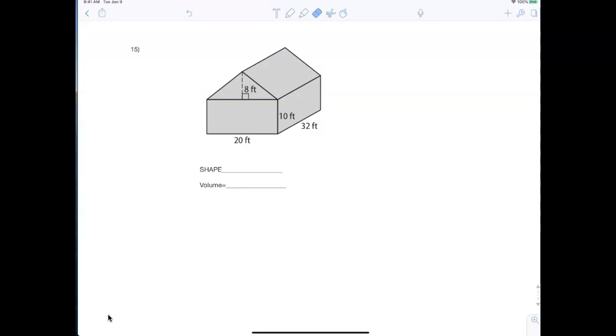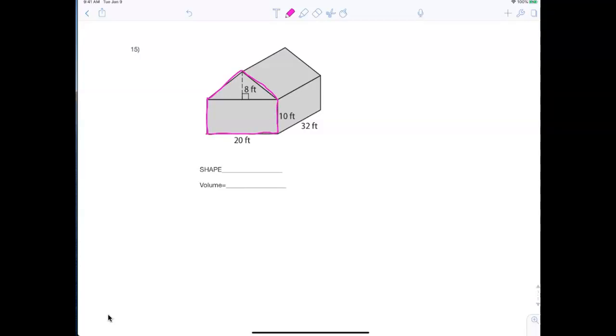So what you're supposed to do now is look at that and say that is a composite figure, and it's made up of what? It's just made up of a triangular prism and a rectangular prism. So does the volume formula change? No. It's still going to be, listen to me, the area of the base. That is the base right there.